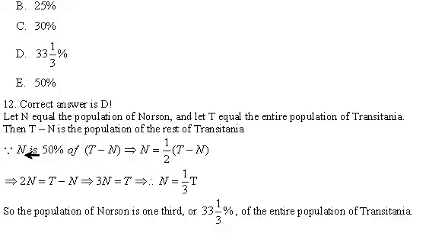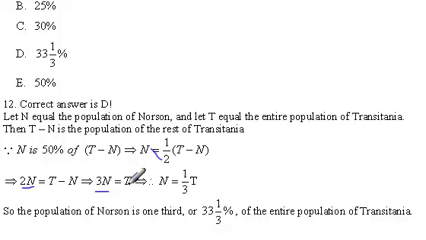The question says N, the population of Northern, is 50% of the rest of the country, which is T minus N, so it can be simplified as N equals 1/2 of (T minus N). If I cross multiply this, we get 2N equals T minus N. Further, if I take this N to the other side of the equal sign, it becomes positive. So that gives me 3N is equal to T.